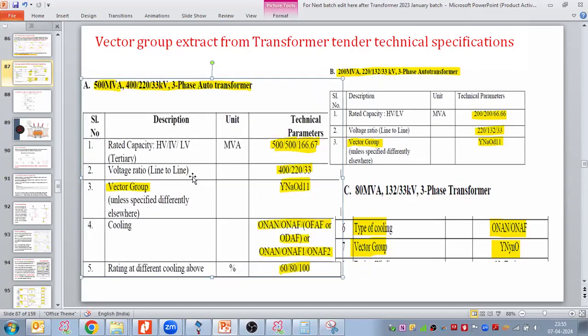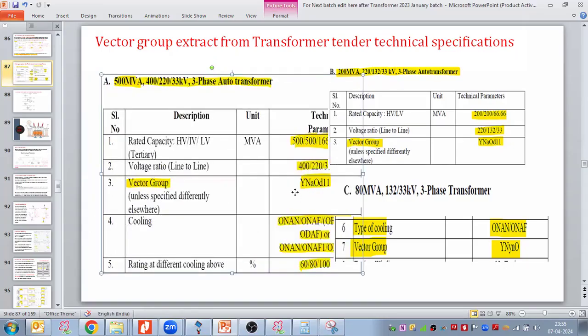See, this is an auto transformer. So between 400 and 220 kV, we have a single winding, which is star connected, right? Then neutral we are taking. Between 400 and 220 kV, the phase displacement is 0 degrees, so 0 is coming here. 33 kV is the delta winding, and between 33 kV and HV there is 11, which is the phase displacement.